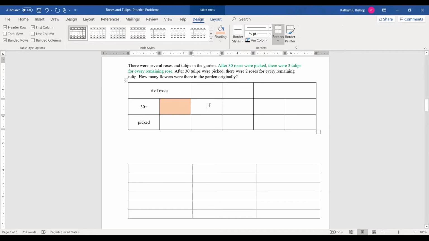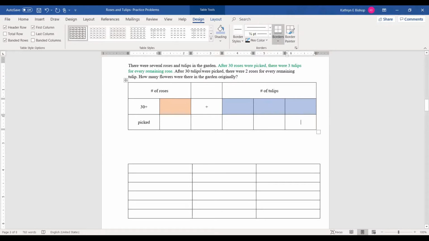And this is going to be added to, to match these, my number of tulips. And the reason I have 3 cells here is because it says there were 3 tulips for every remaining rose. So each cell is a unit of roses here, and so there should be 3 units of tulips here, which I will shade blue for tulips.